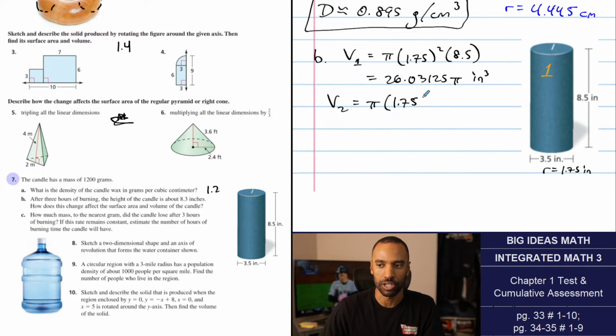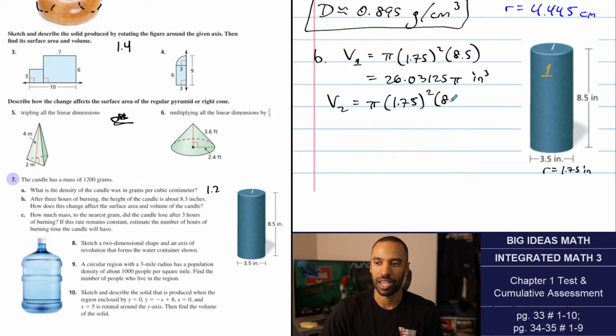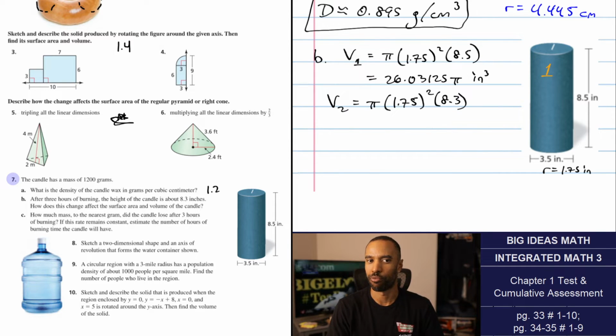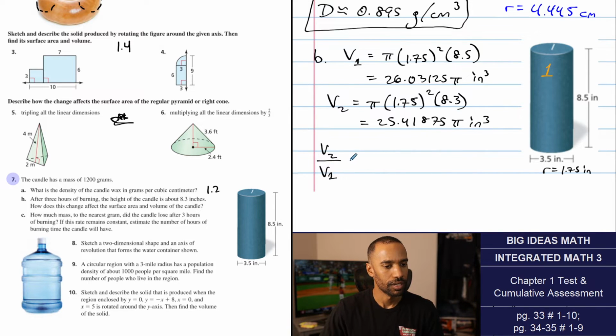It's not going to be much less. Remember, it's going to be 97.6% of the original. We do kind of the same thing there. In my calculator, I'm literally going to do the same thing. I just turn the 5 into a 3, and I get 25.41875 pi cubic inches. So when I do volume 2 over volume 1, because they ask how the change in height affects surface area and volume.